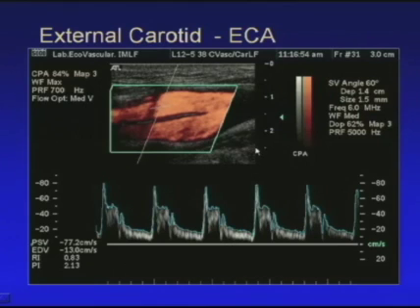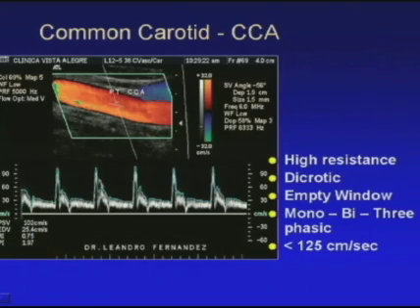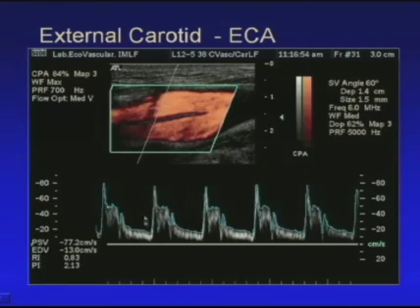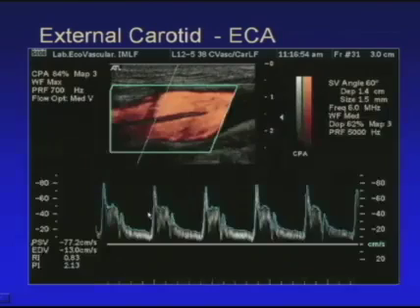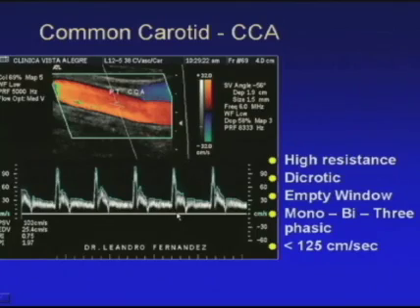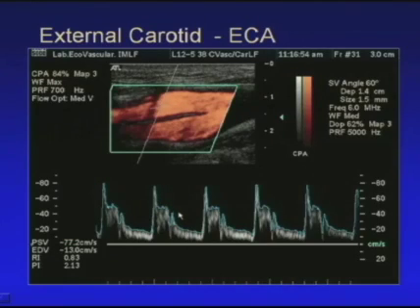The external carotid artery presents a very similar spectral analysis to the common carotid artery. If you compare both spectral waves, both are very similar. Both present dicrotic portions. Both are monophasic, but can be, I insist, bi or three-phasic. And the velocity is always less than 125 centimeters per second. So both waves are definitely similar.